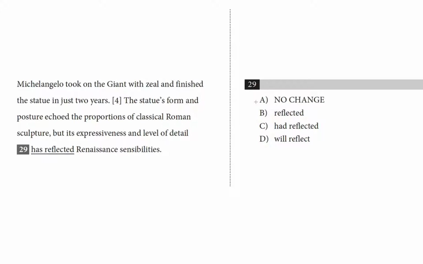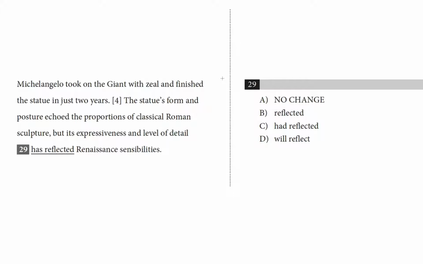So we have choice A is no change, that's has reflected. Choice B is reflected. Choice C is had reflected. And choice D is will reflect. This is therefore a question about verb tense, or how verbs change depending on when they take place in time. Take a moment here if you want to pause the video and see if you can solve this question without me. Alright, let's do it.